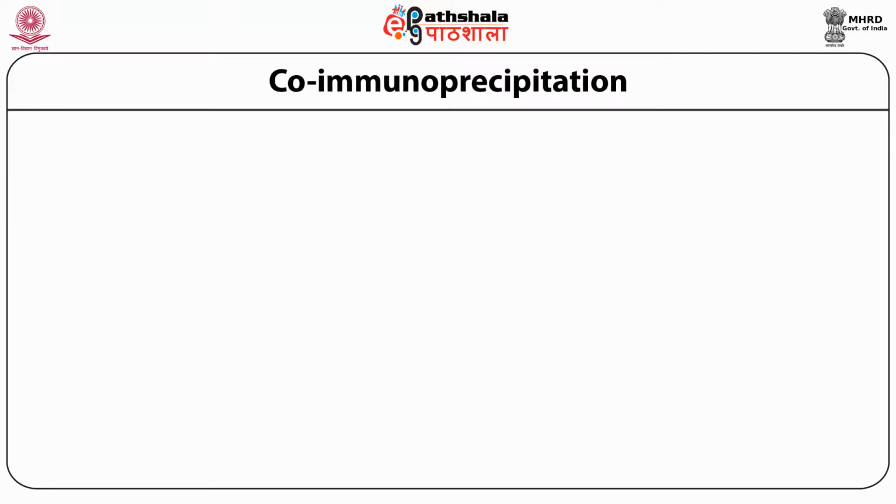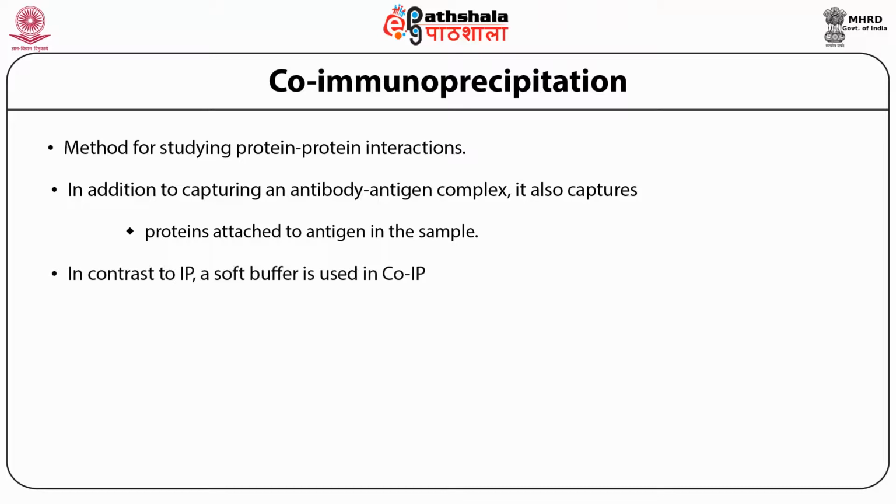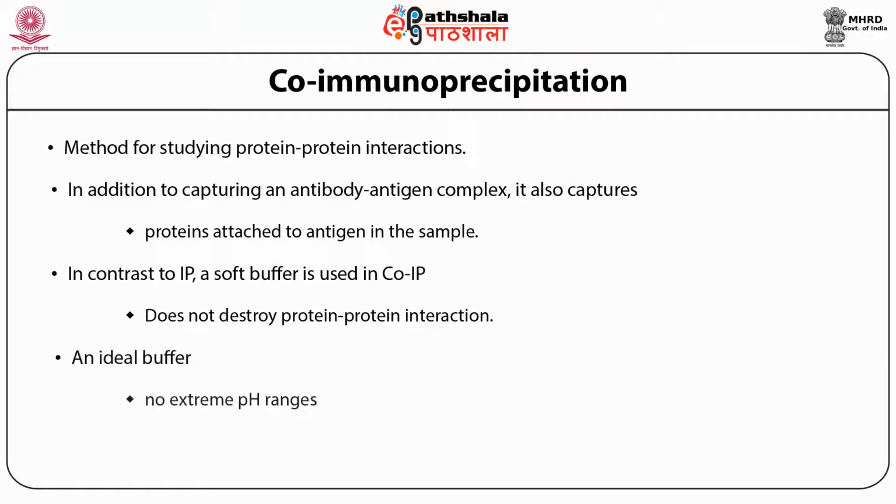Co-immunoprecipitation, commonly referred to as co-IP, is very similar to the immunoprecipitation method. However, this method is used for studying protein-protein interactions. It involves not only capturing the antibody-antigen complex, but also the proteins attached to the antigen in the crude sample. In contrast to IP, a soft buffer is used in co-IP, which is not so harsh that it destroys protein-protein interaction. A buffer with no extreme pH range and less detergent, usually less than 100 millimolar, is preferred in case of co-immunoprecipitation.